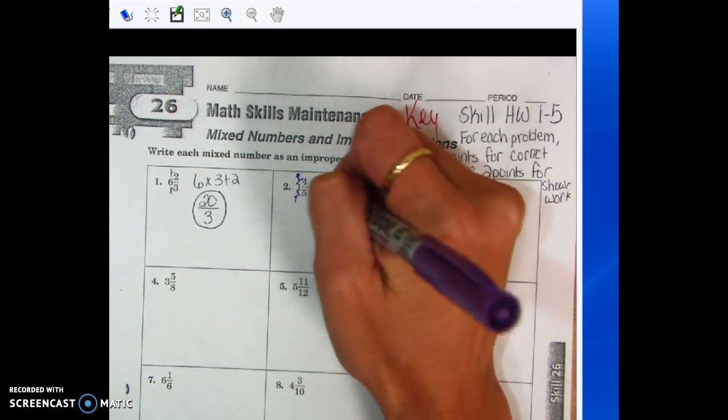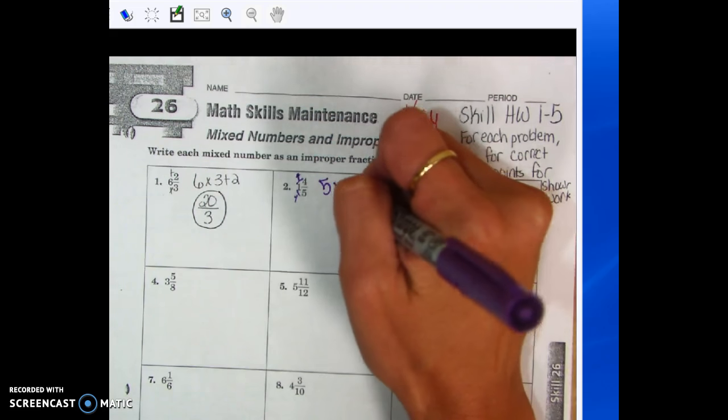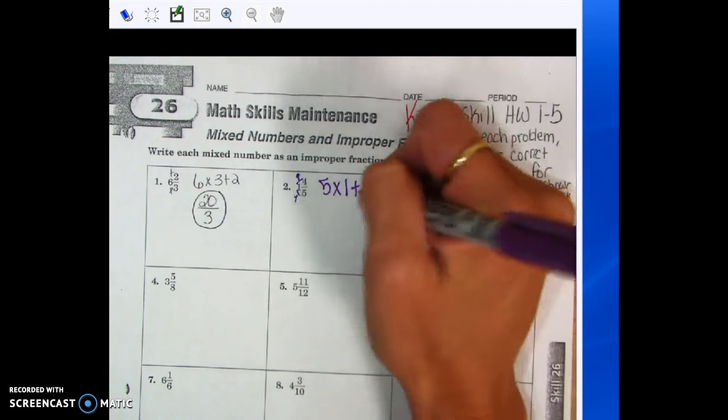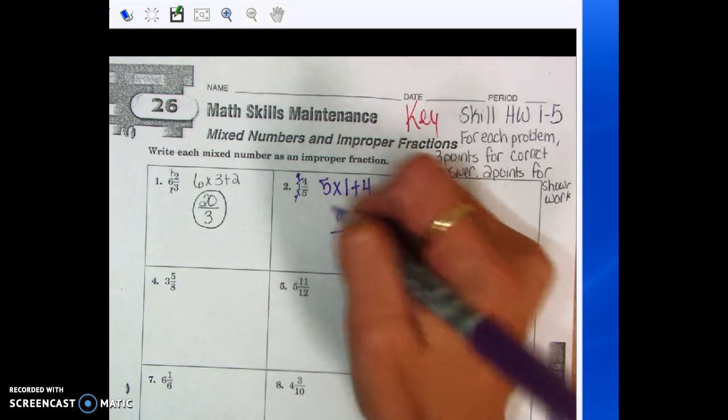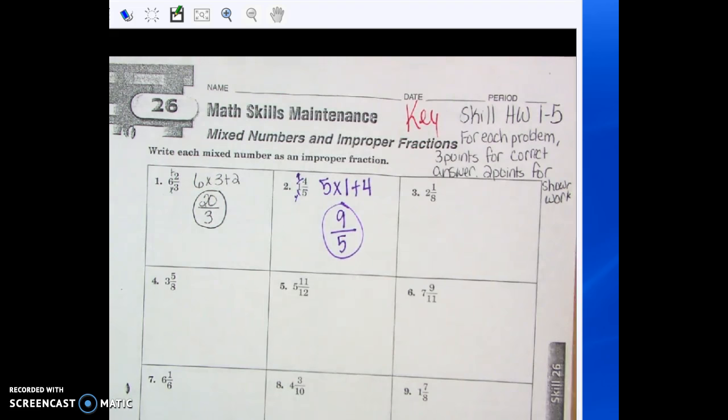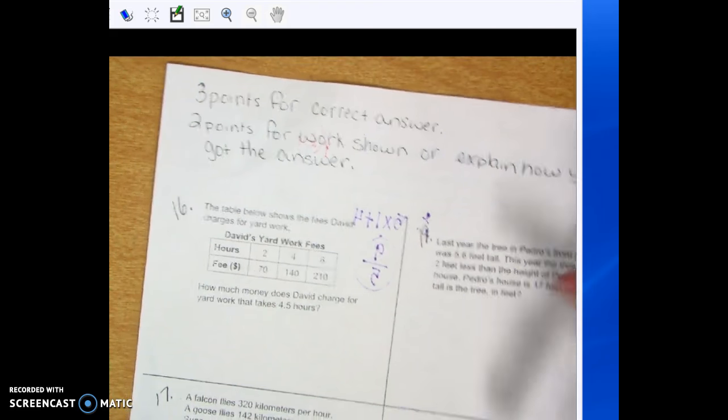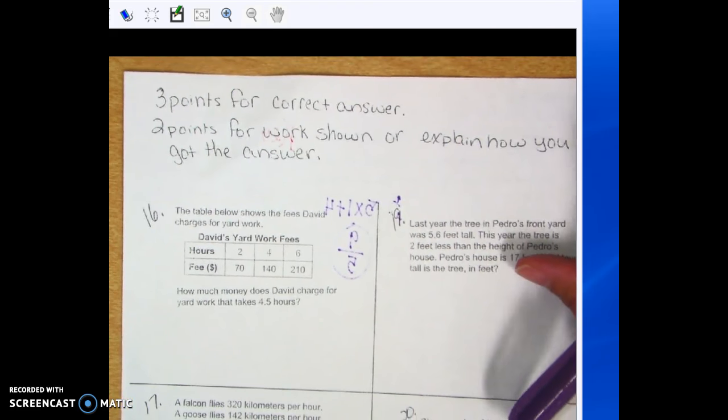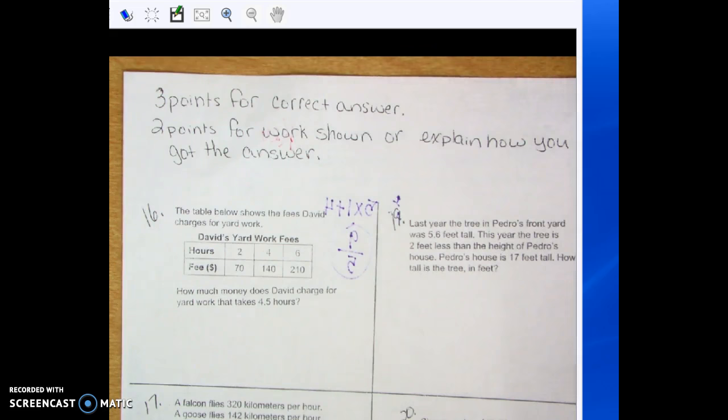So 5 times 1, and then we're going to add the 4. So 5 times 1 is 5, plus 4 would be 9. Denominator stays the same. Okay, all right, on the back. Same thing, you got to show your work, 3 points for each correct answer and 2 points for your work.